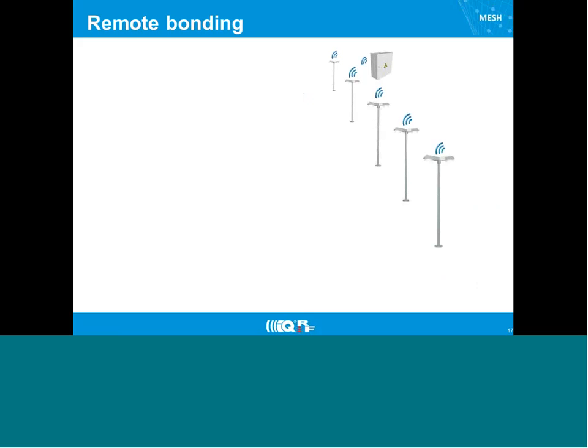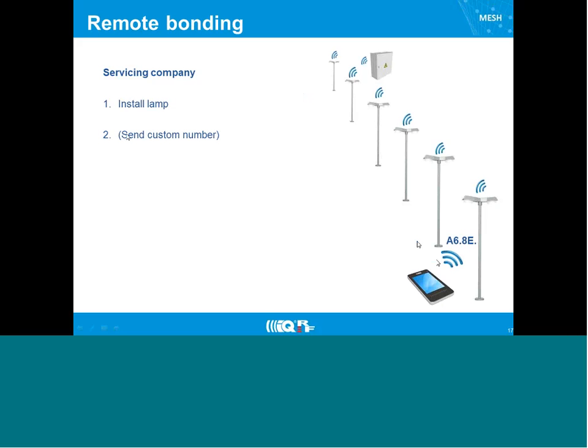Now a little bit about the steps, how it works. It's extremely easy. From the servicing company, which is responsible for the installation, the only thing they need to do is install, in this case, the lamp, switch it on, and that's it. If you want to use a custom number, they can also send the custom number into the lamp, and they go away.